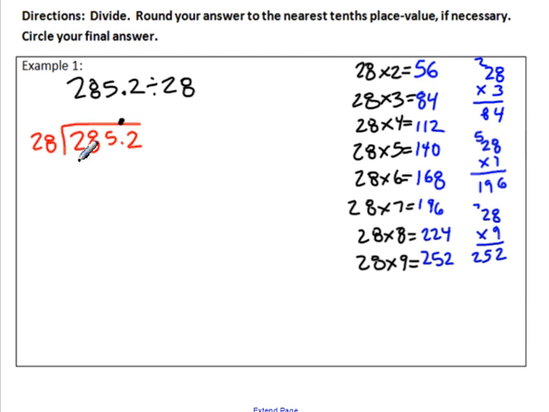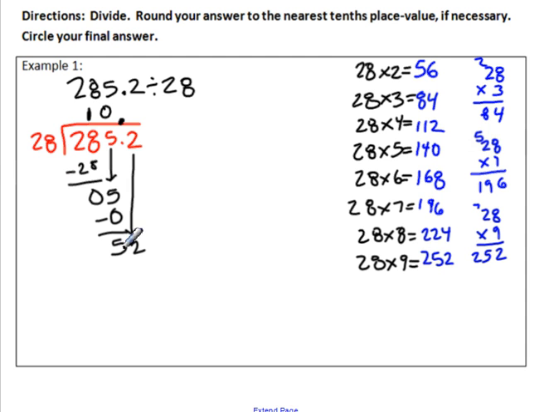28 goes into 28 once. 1 times 28 is 28. Subtract, 0. Bring down the 5. 28 still doesn't go into 5. So I'm going to put a 0 here. Whatever number you bring down, that's where you put the next digit in your quotient. 0 times 28 is 0. Subtract, and you get 5. Bring down the 2.